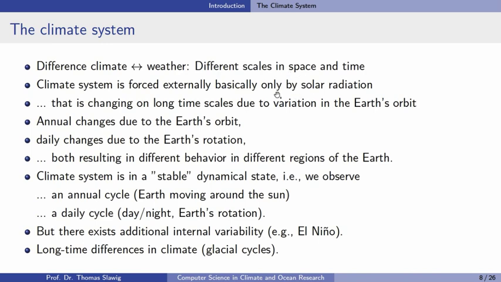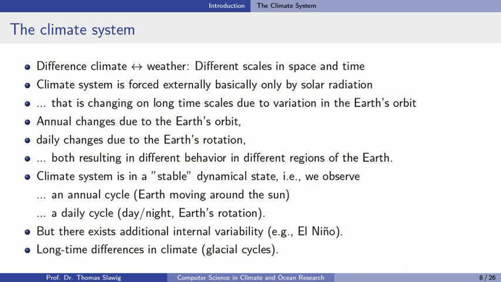The climate system is basically forced from outside only by solar radiation. There might be some impacts by some space objects that in the past hit the Earth, but this can be neglected. So the basic force for the climate system of the Earth is solar radiation. Solar radiation is changing on long time scales due to the variation of the Earth's orbit. There's theory behind this. There are some cycles, and also the sunspots have a different intensity, and this also leads to long time scales of variation in the solar radiation which is coming to Earth.